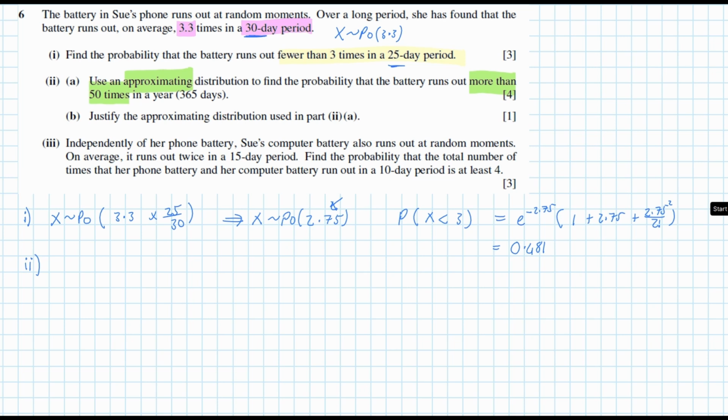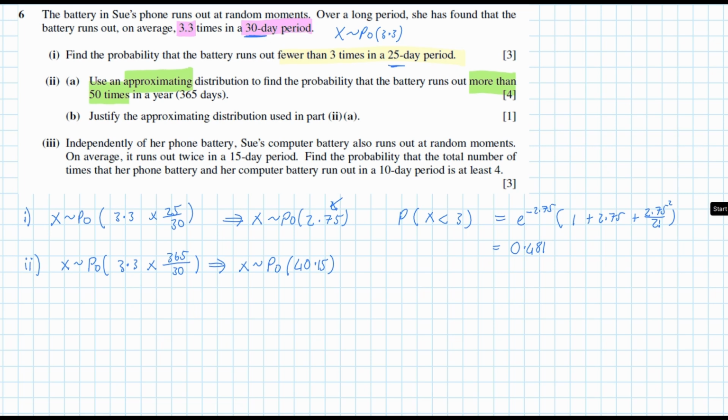Well, first of all, we'll turn it into a Poisson distribution. If it's 365 days, we can take the original 3.3 and times it by 365, which is 1 year, divided by 30. So we're going down to 1 day by dividing by 30, and multiplying by 365 to find out what it will be in a year. So in this case, we've got a Poisson distribution with lambda 40.15.